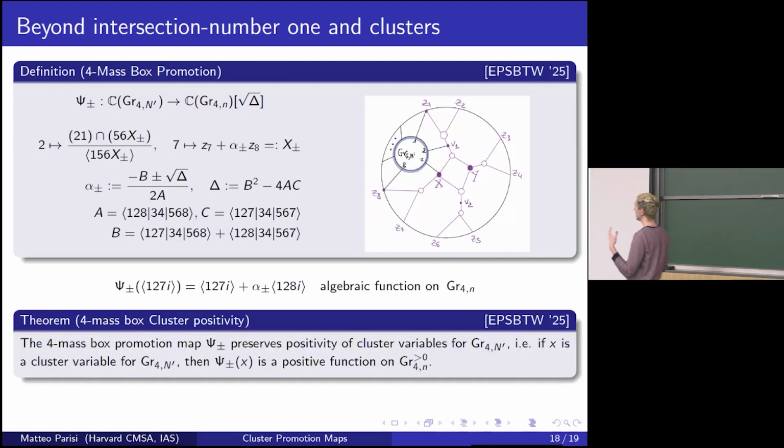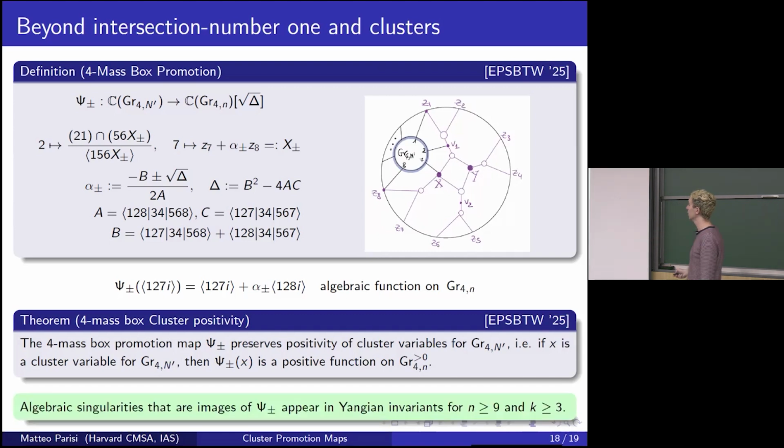We can claim that even if psi is of course mapping something to algebraic functions, it still preserves positivity. Yes, I'm almost done, sorry. And the psi plus or minus preserve positivity of cluster variables. So if you consider psi of x, it is a positive function on the positive Grassmannian. And this is very non-trivial because this is positive, and alpha is negative. In particular, the algebraic singularities of Yangian invariants where n is greater than 9 and k equals 3 are actually obtained using this map. And this shows that they are positive on the positive Grassmannian.